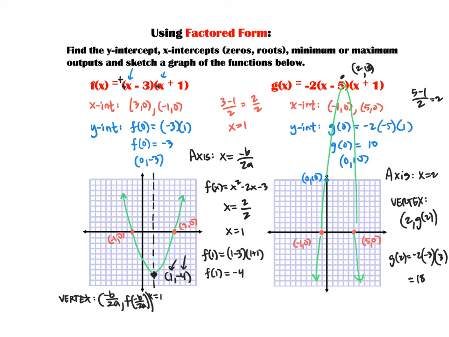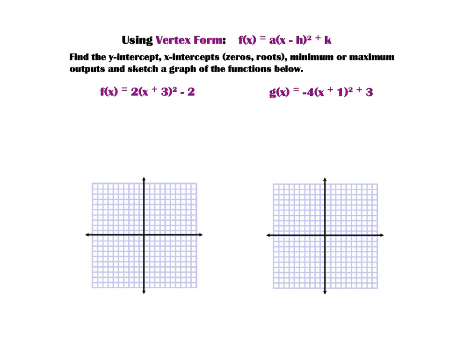I'm now going to get to vertex form and show you how powerful that is. Okay, find the y-intercept, x-intercepts, also known as zeros and roots, minimum or maximum outputs, and sketch a graph of the function. Okay, so vertex form is called vertex form because it helps you find the vertex. So I already know where the vertex is.